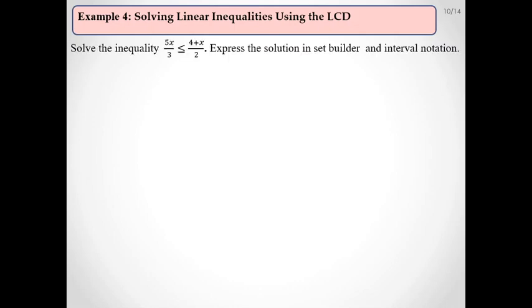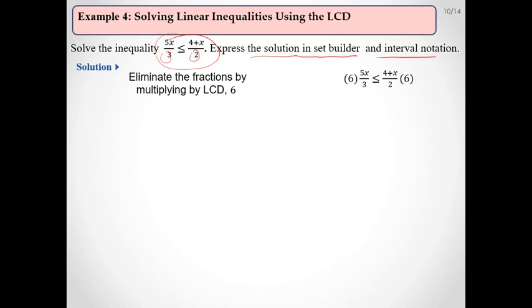Now, let's solve a linear inequality using LCD. Here we have an inequality. It's a rational inequality. So we will express the solution set in set builder notation and interval notation. Okay, first you can get rid of the denominators. The best thing to do is using LCD. 2, 3, their LCD is 6, so multiply both sides by 6.